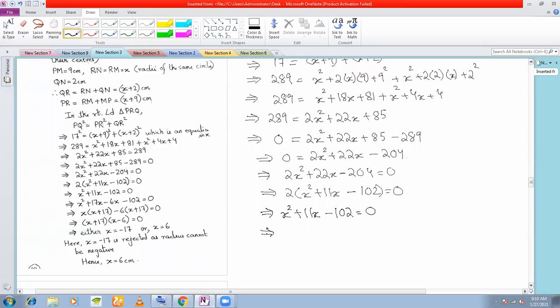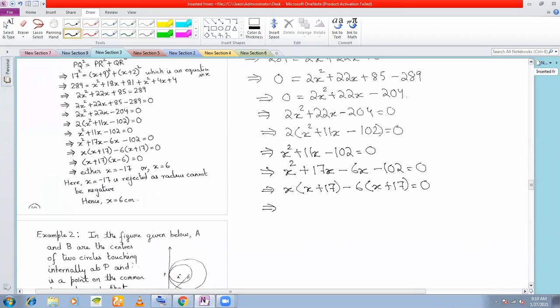Now you factorize 102 into two factors. What should be the factors? 17 and 6 should be the factors. So x square plus 17x minus 6x minus 102 is equal to 0. From the first two you can take x common, and from the third and the fourth term you can take 6 common. So you get x plus 17 into x minus 6 is equal to 0.